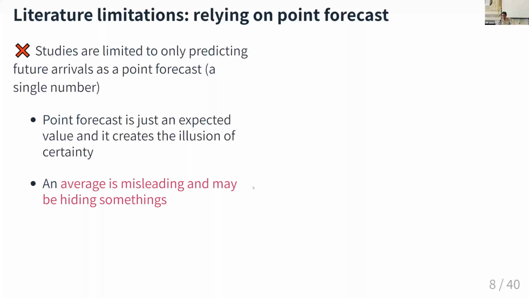One of the limitations that we found across most of these papers is that they look at just the point estimation, and they don't go beyond that. The point estimation in forecasting is just the expected value, right? So it's like an average. And the problem is the average could be misleading. It is likely hiding something, because at some point you will see a surprise if you're just relying on that.